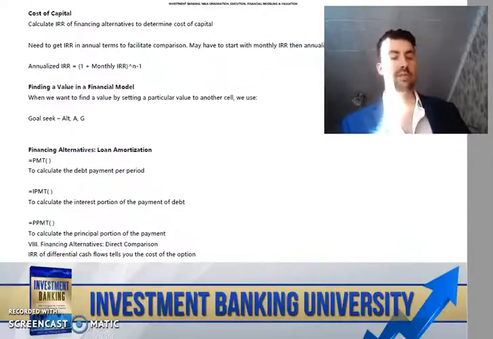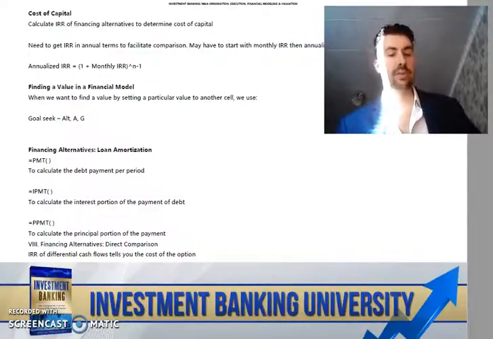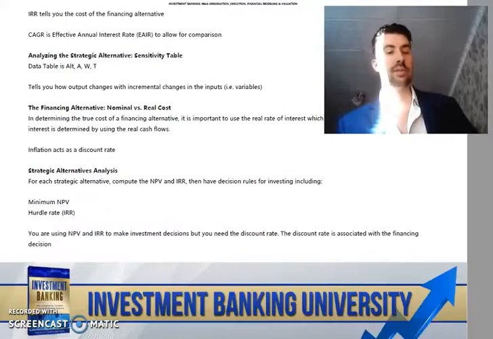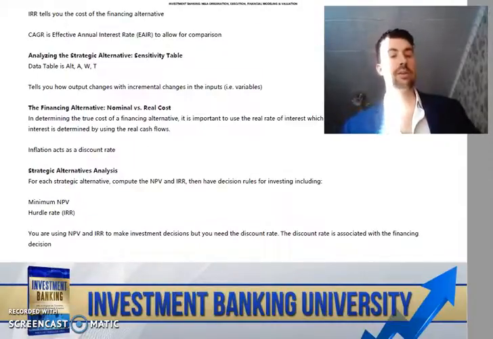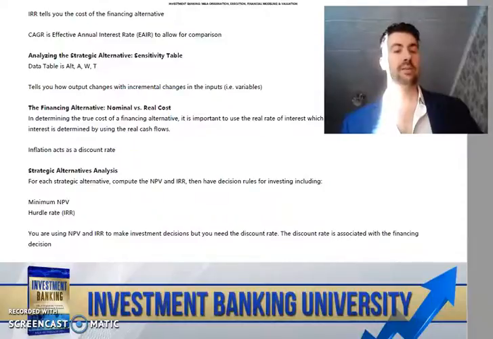And then in terms of direct comparison of financing alternatives, we're going to be looking at the IRR of the differential cash flows, which tells you the cost of the different options. The IRR tells you the cost of the financing alternative, so that's what we're going to use as the basis of comparison. Of course, we want to minimize the cost, and thus we want to minimize the IRR. So CAGR is the effective annual interest rate, which allows for comparison.